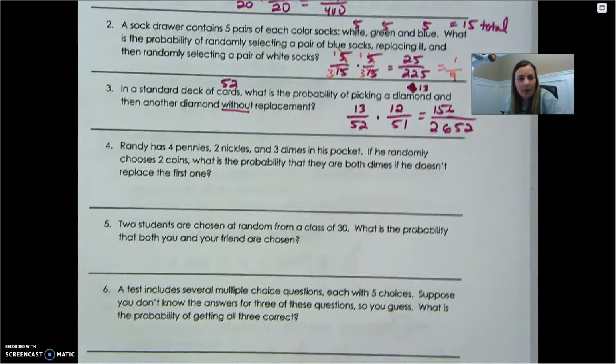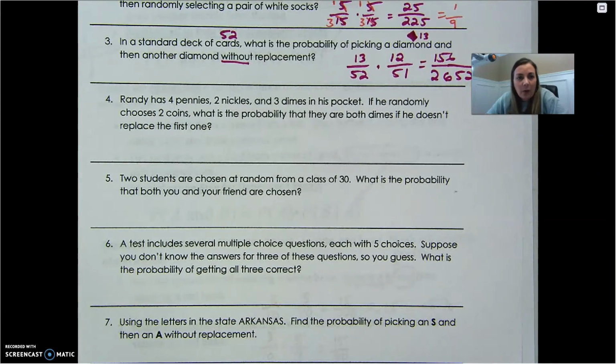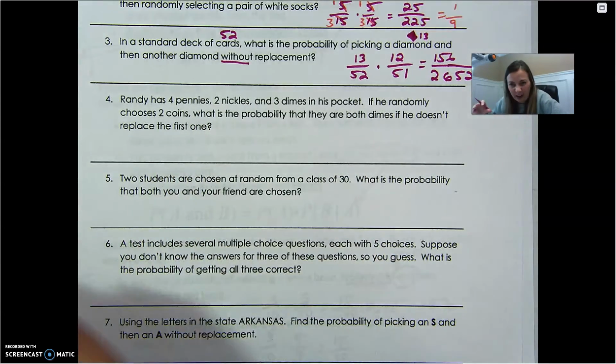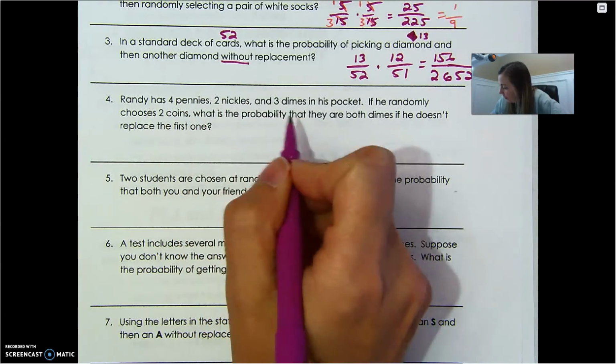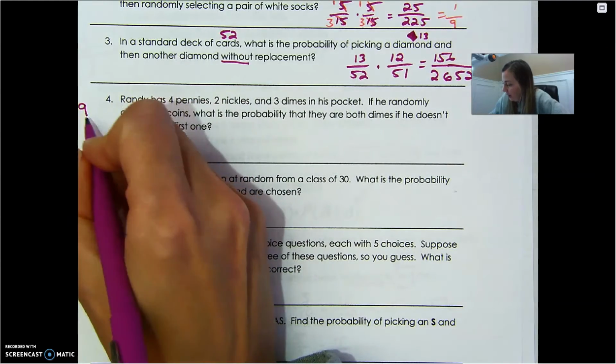All right, check out number 4. Randy has 4 pennies, 2 nickels, and 3 dimes in his pocket. If he randomly chooses 2 coins, what's the probability they are both dimes if he does not replace the first one? All right, well, let's see what our total is for our denominator. 4, 5, 6, 7, 8, 9. So we have 9 coins.